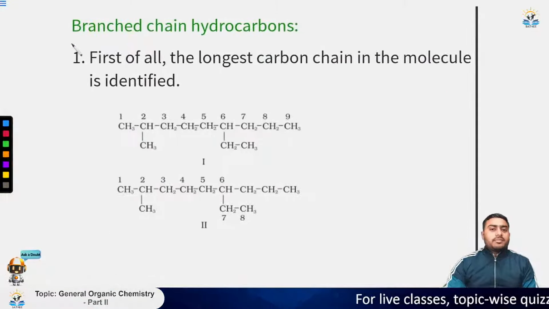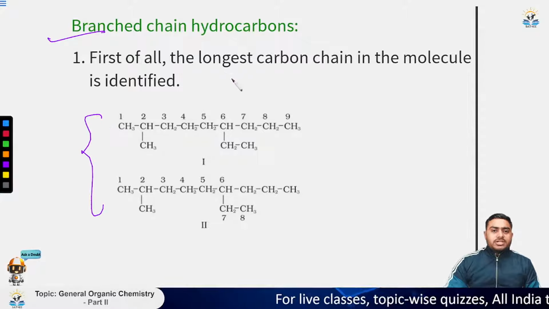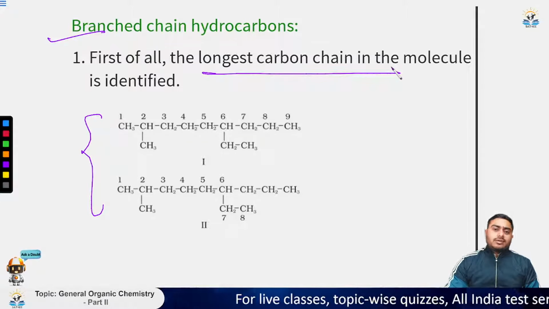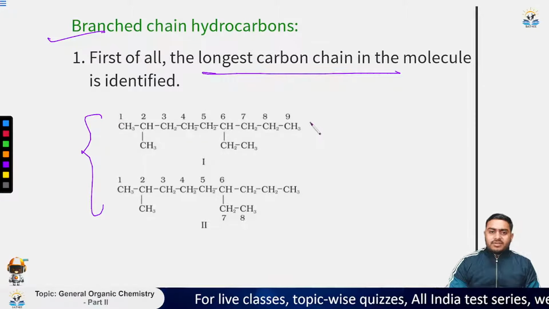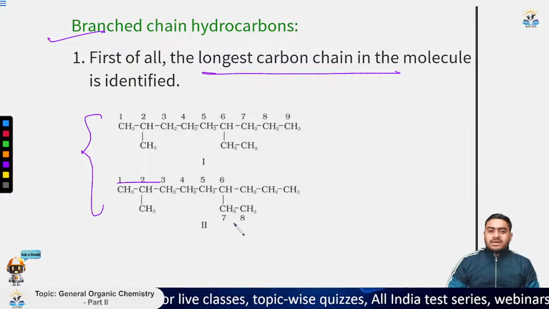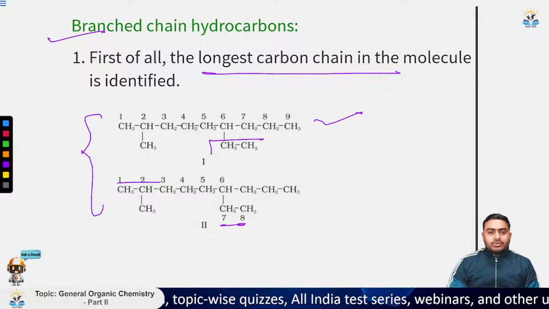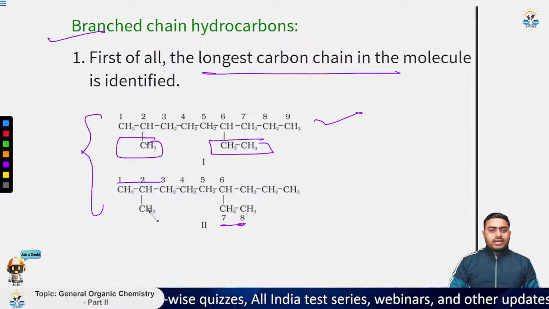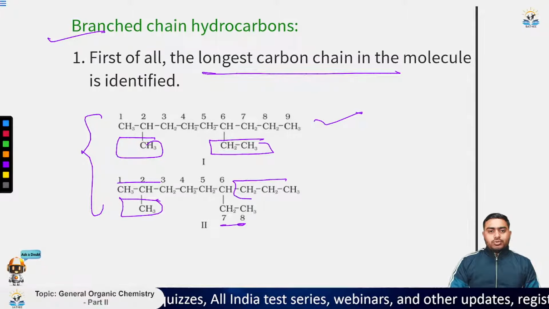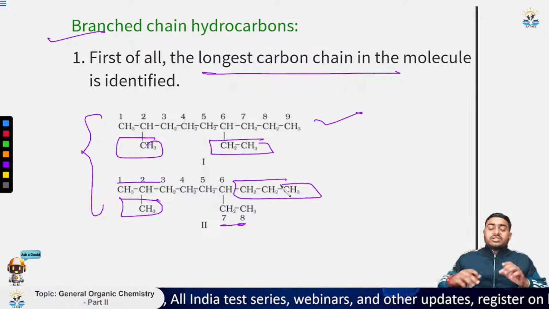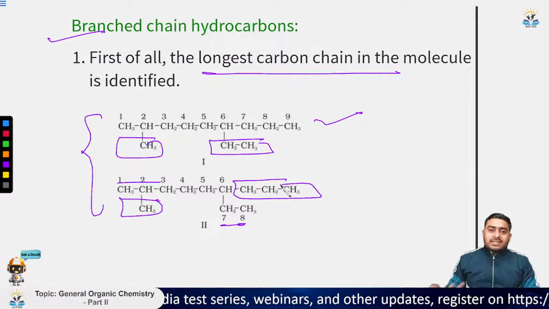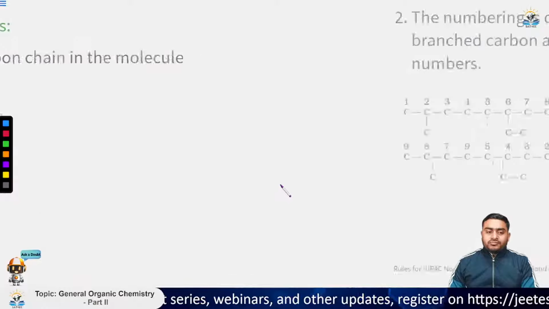Let's move to the next one, branched chain hydrocarbons. If any branching is there, you can see there are two numberings. First of all, find the longest chain in the molecule. So you can see 1 2 3 4 5 6 7 8 9. Similarly 1 2 3 4 5 6 7 8. This is the longest chain, and it includes one or two groups. Both include two groups, but the longest chain is of 9 carbons. Like this you have to choose the nomenclature.